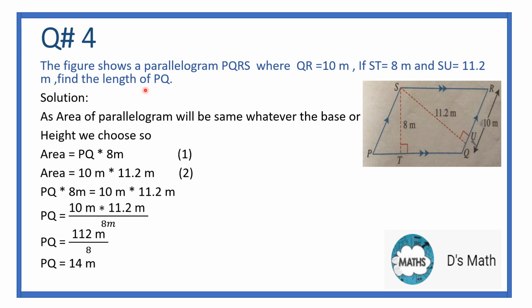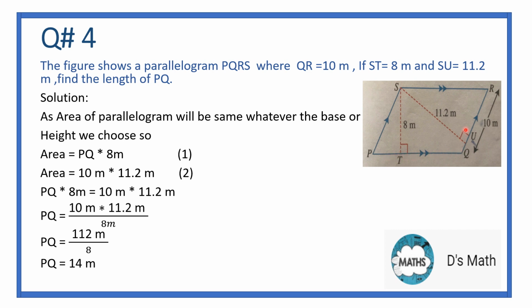Now question number 4. Question number 4 sounds like a tricky one, but it is not tricky. It's a very interesting question. It just needs your concentration. Okay, in question number 4, the figure shows a parallelogram PQRS where QR is equal to 10 meter, ST is equal to 8 meter, SU is equal to 11.2 meter. Find the length of PQ. Now we have to find this length PQ.